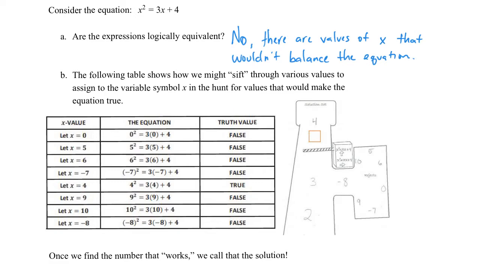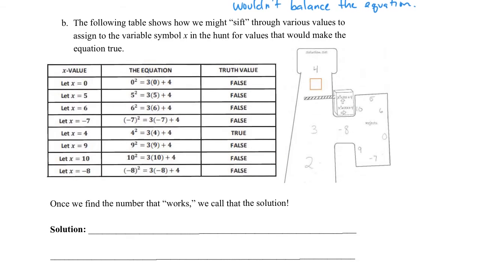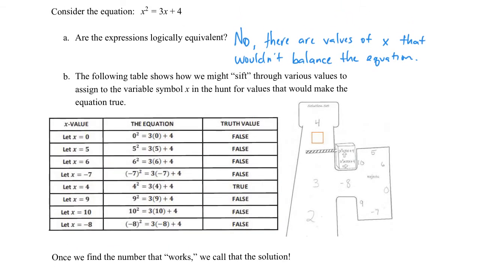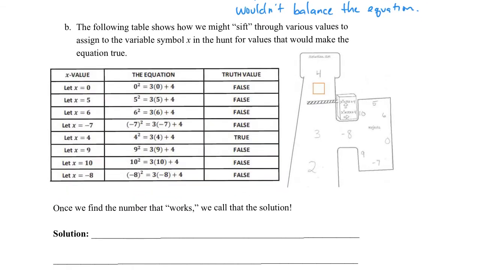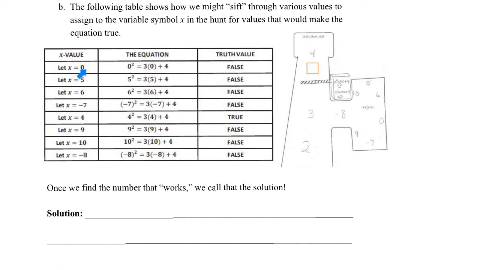All right, so let's move on here. So since they're not logically equivalent, I chose 3 as an example, and that didn't work. But I guess my question is, is there a value that does work? So we might do something like this. We might choose a bunch of different values for x and plug it into both sides and see if we get something that's true. True meaning that the left-hand side is the same as the right-hand side. And I want you to notice that for almost every single one of these, it turned out to be false, but there was one value that turned out to be true.